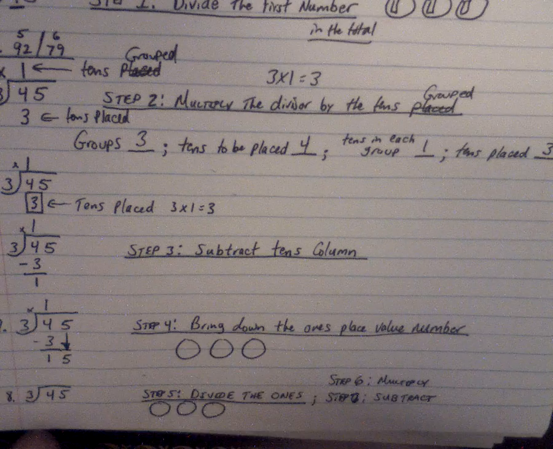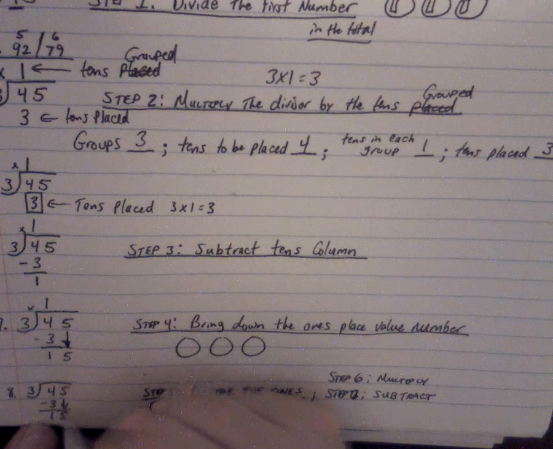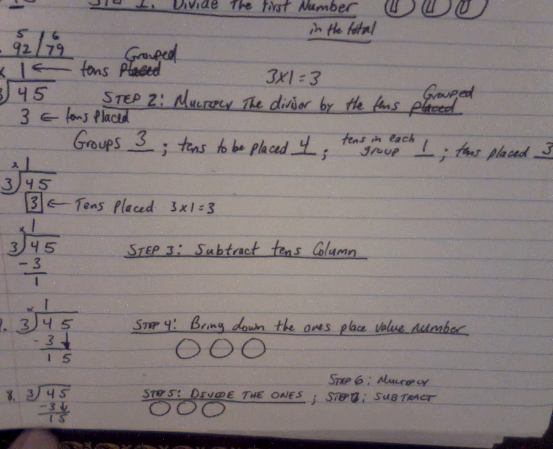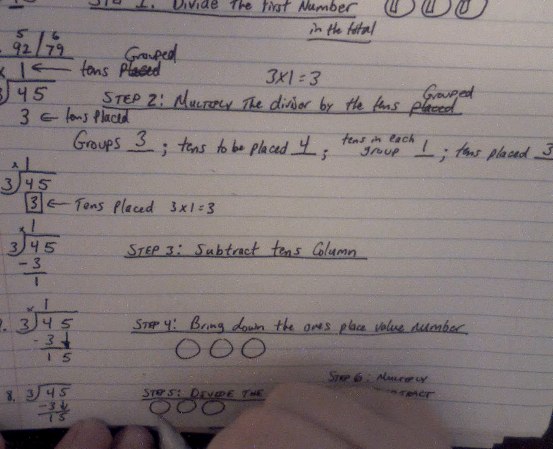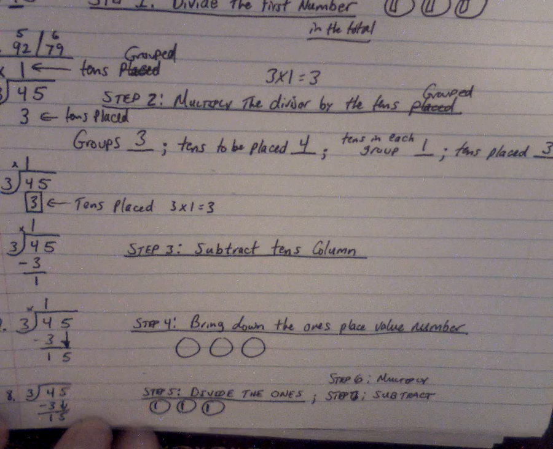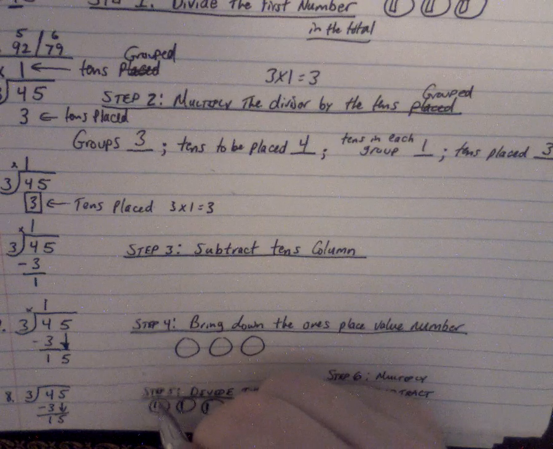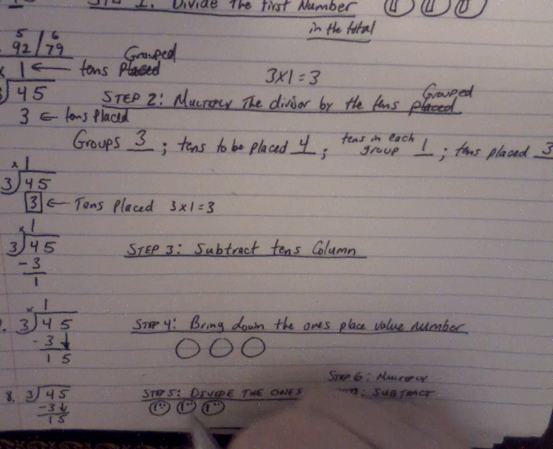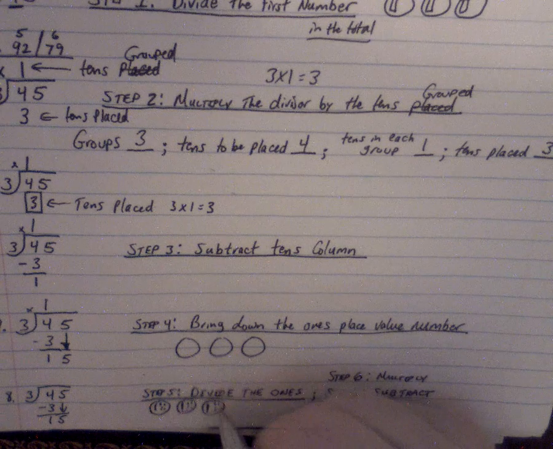Divide the ones. So I'm going to do what I did here. Okay. So step number 5, divide the ones. So I had 1, just go with me here, this is my tens. Okay, now I'm going to divide the ones. So an easy way to do it is you just keep going by ones till you get to 15. And I get to 15.